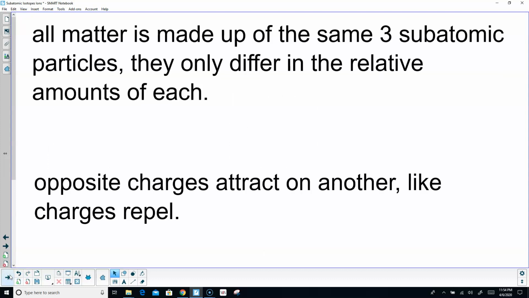And so, like I just mentioned, all matter is made up of those three subatomic particles. What makes them different is the number of each subatomic particle in each different element. So gold atoms are made of the same thing as the oxygen atoms you're breathing in. The only thing that's different is the relative numbers of protons, neutrons, and electrons. The other important thing with atoms is this real basic, simple principle: if things have opposite charges, they attract one another. If they have like charges, they repel.